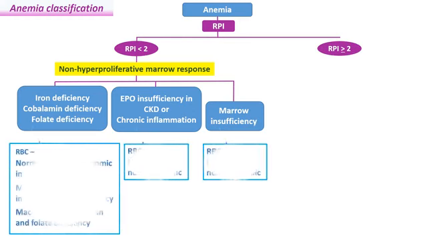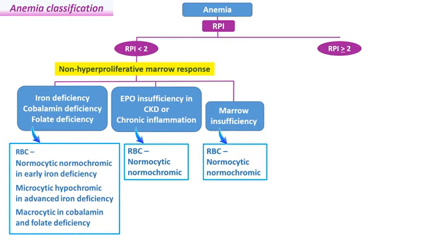What is the RBC pattern in the deficiency category? The RBC is normocytic normochromic in early iron deficiency, microcytic hypochromic in advanced iron deficiency, macrocytic in cobalamin and folate deficiency. Now come to the erythropoietin level. In this case, RBC is normocytic normochromic. For marrow insufficiency, RBC is normocytic normochromic.